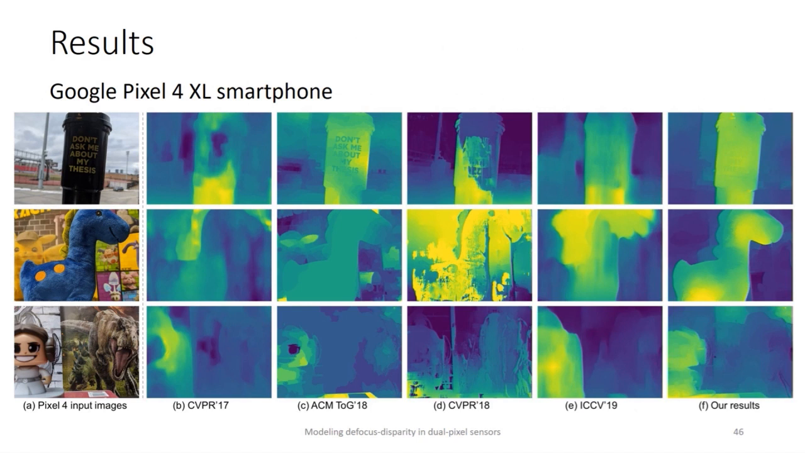Here we show some comparisons on data captured using the Google Pixel 4 smartphone. In general, we found that Pixel data is more challenging, particularly for faraway scenes. This is mainly because smartphone data has higher levels of noise compared to the DSLR, and the disparity is lower due to the smaller aperture size. However, as can be seen from our results, our methods still produce fairly good depth estimates.